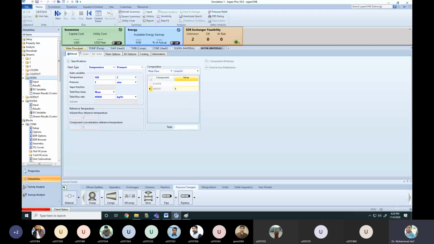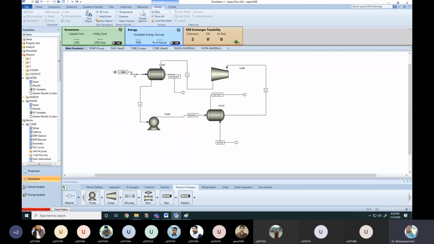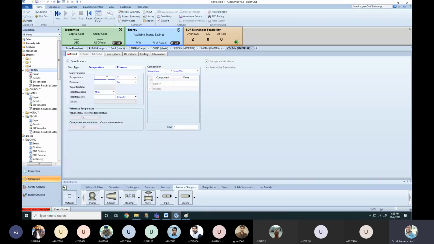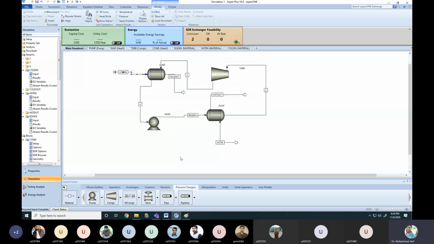And similarly, we need to define the cold water as well. Let's say the cold water available is 20 degrees C at 1 atmospheric pressure, and it has a certain mass flow rate, let's say 30,000 kg per hour, and it's purely water. Okay. So after you define all of the information required, you will get a message here that the required input is complete now. Right? Once the required information is complete, you can run the simulation.